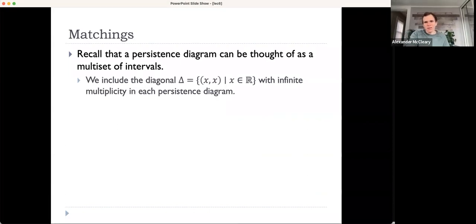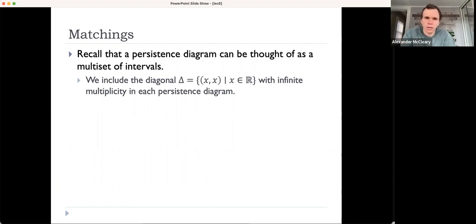Right, so we can think of a persistence module as a multi-set of intervals. Remember, this was just the barcode decomposition. And so what we're going to do is include the diagonal, which is just the set of all intervals x comma x. So these are just intervals that are born and die immediately. You can think of this as representing a feature that just doesn't live at all in homology. And so we're going to include the diagonal with infinite multiplicity.